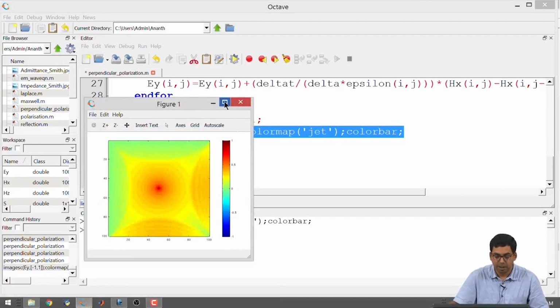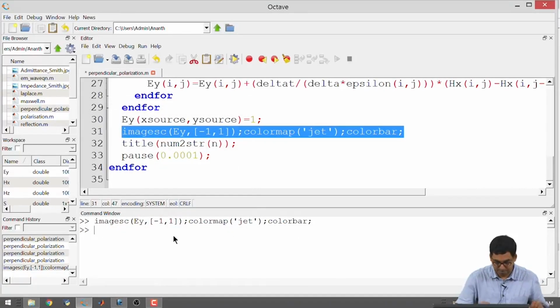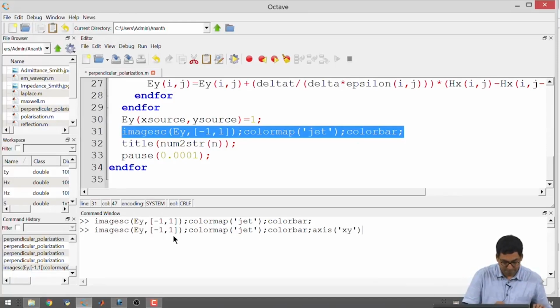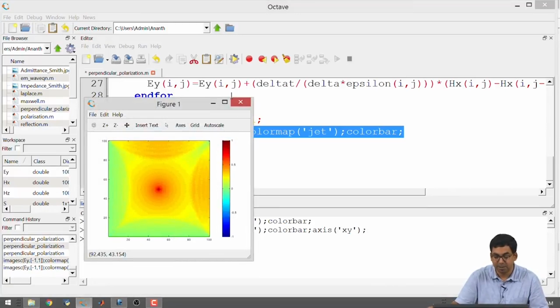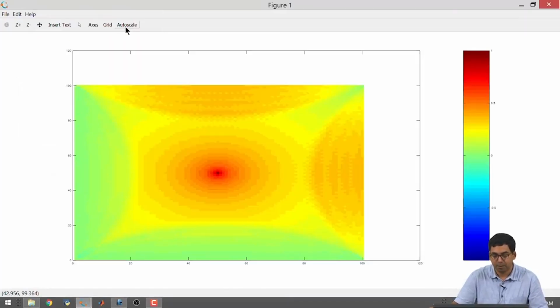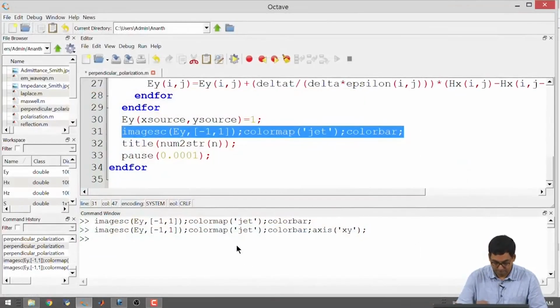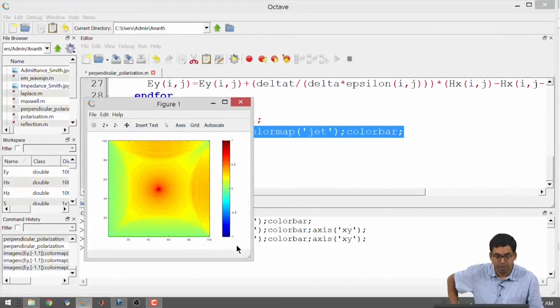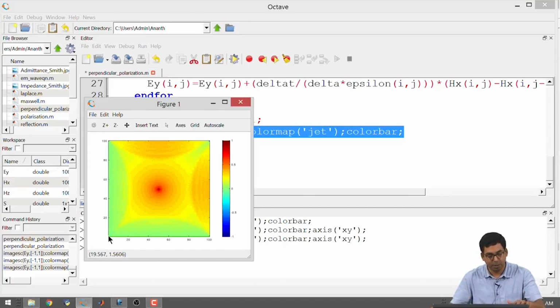Okay. So, I have the color bar. I'll also make the axis xy so that we can, okay, this is easy. All right. So, I have left and bottom. So, this is going from 0 to 100 on both sides, which is easier for me to interpret, because when I am writing a code I do not want to see different axes, 0 to 100 on the x, 0 to 100 on this axis.